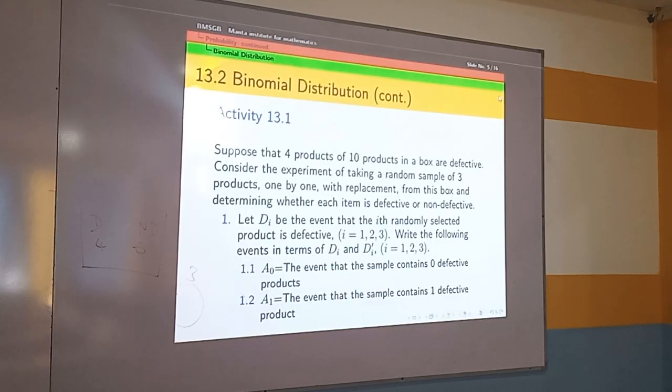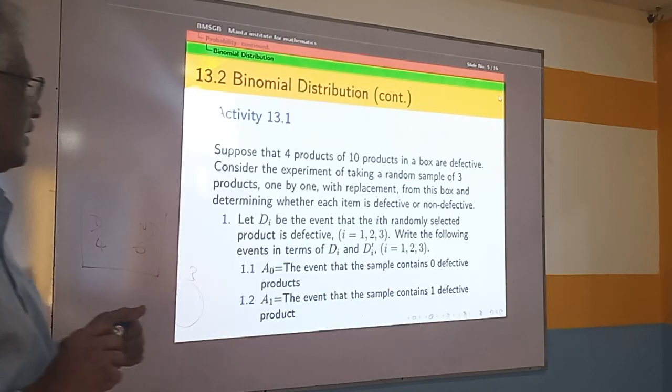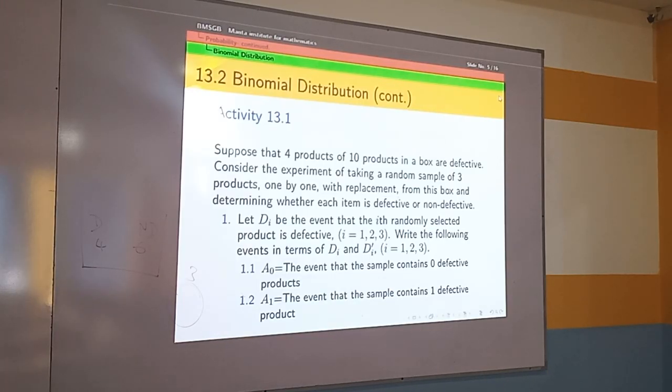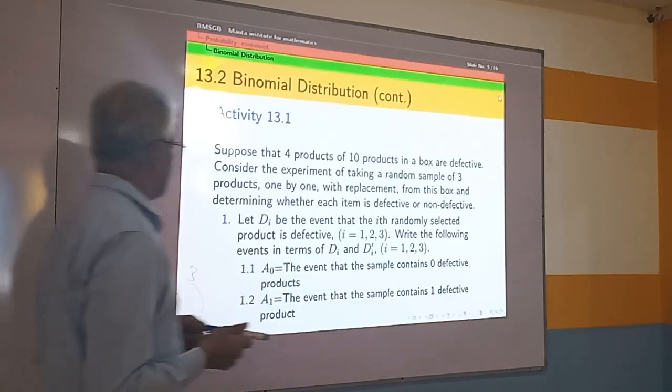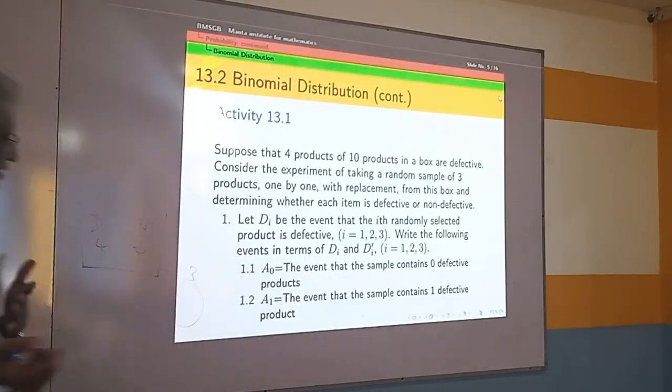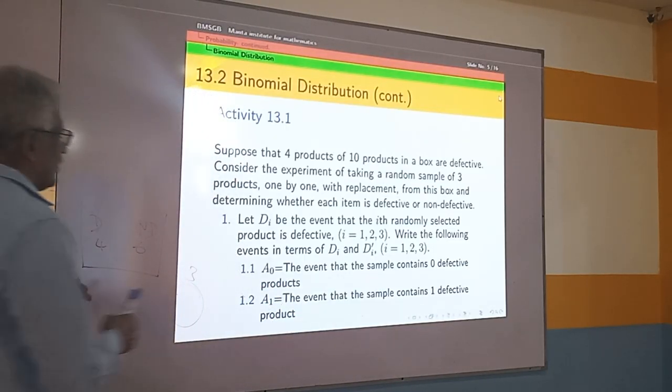This is a question that I gave to my students at university. First of all, A naught is the event that the sample contains 0 defective products. I just wanted to derive the formula, and now for us we can directly talk about A naught.